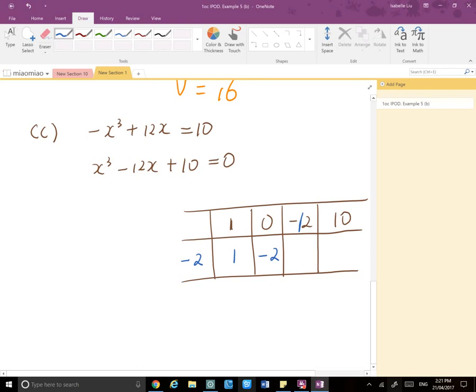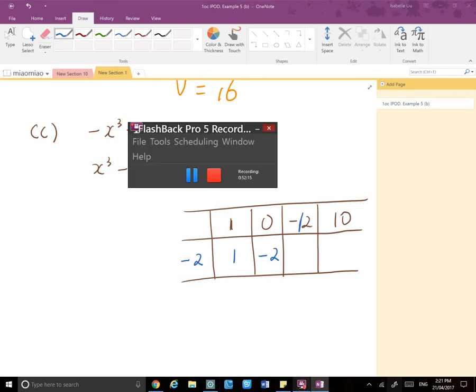Well, I think we should use CAS to solve for that. Wait, let me think. 5 is not working, negative 5 is not working. We can solve that later.